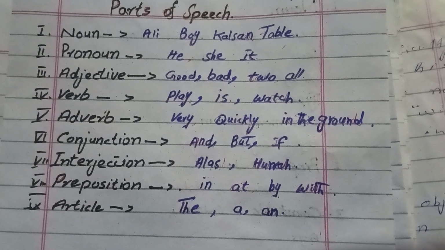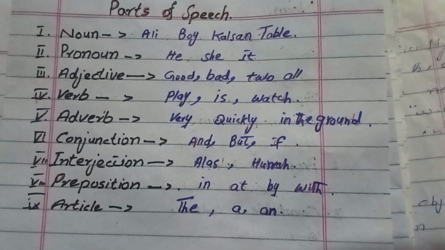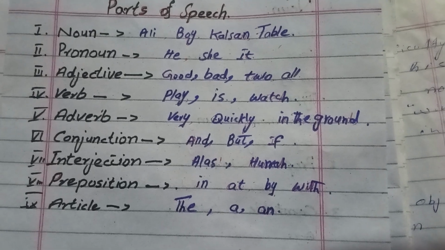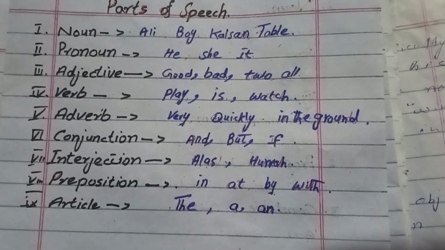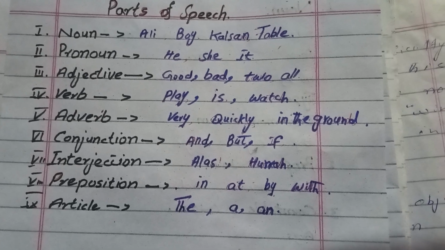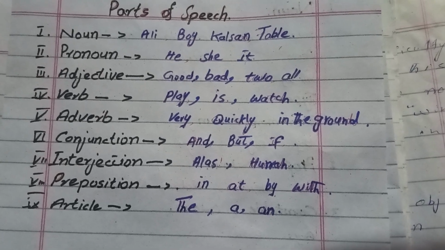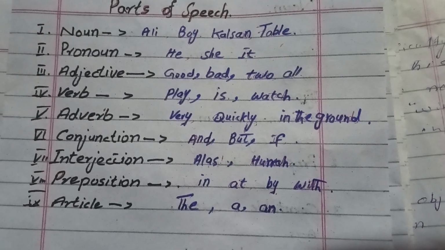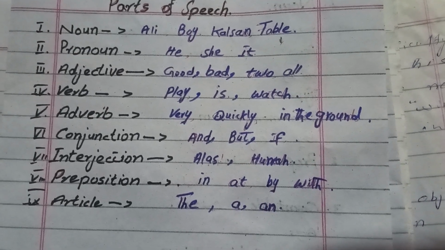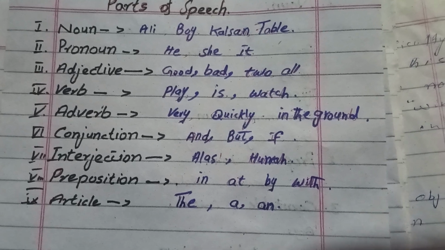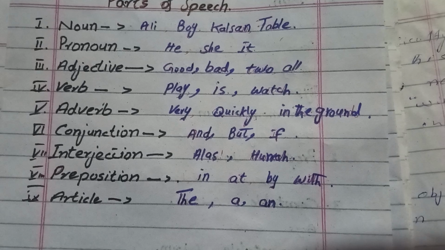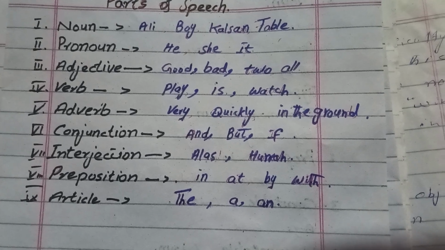The third part of speech is an adjective. Adjective is defined as a word which qualifies a noun. In other words, a word which gives any type of information about a noun is called an adjective. For example, good, bad, two, all. Good boy, bad boy, two boys, all boys. Two and all show the number of boys, and good and bad show the quality of boys.